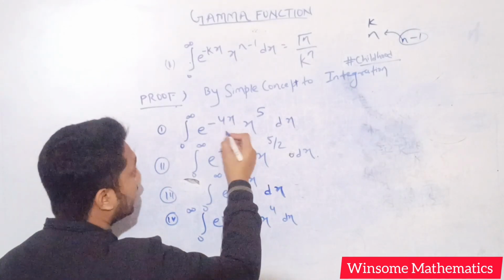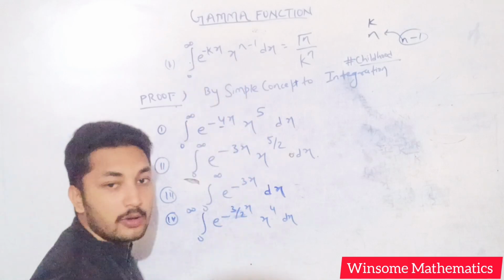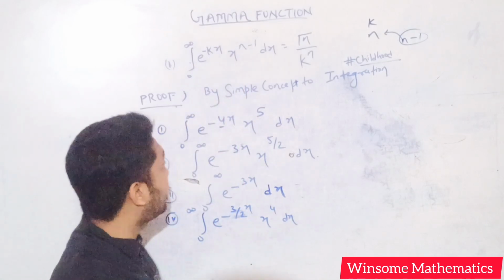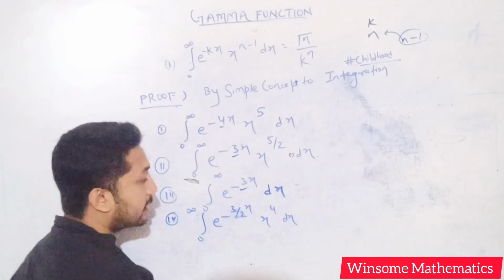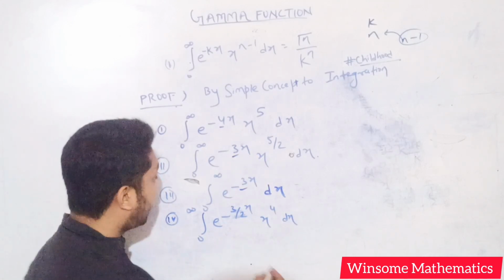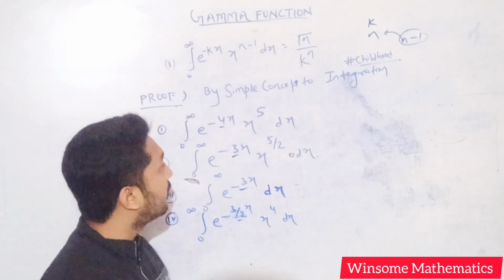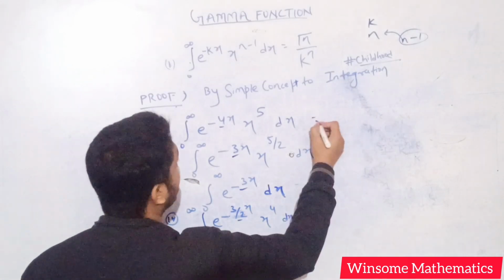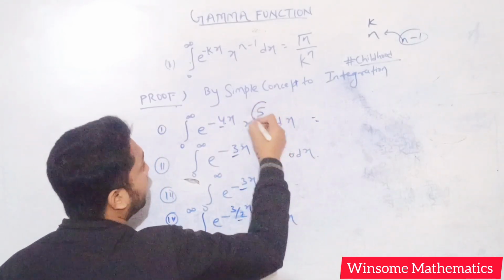So now what can you do? Simply you can compare that k was a constant, so here 4 is also a constant. The value of k is 4 here. Here the value of k is 3, and here the value of k is also 3, and here the value of k is 3 by 2. Any problem? No. So we can easily write it. So k is equal to 4, keep it in mind.